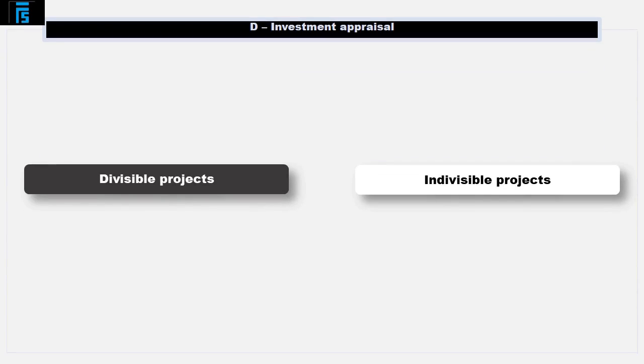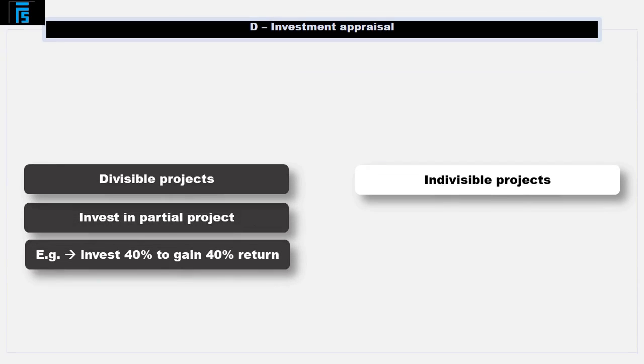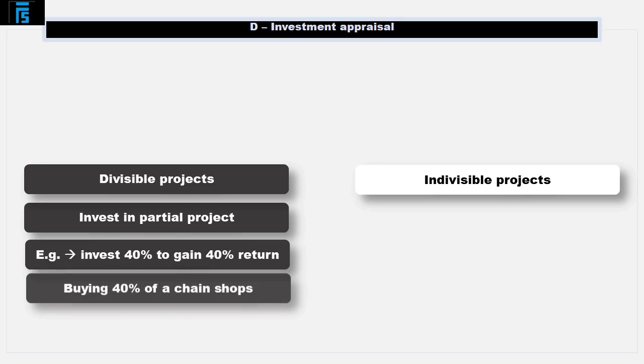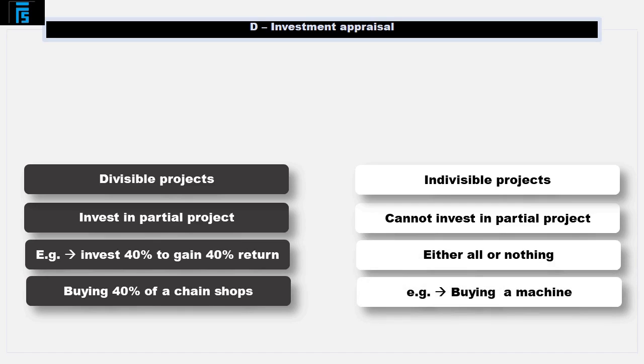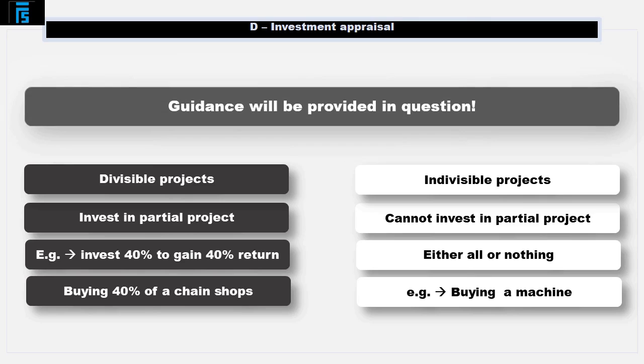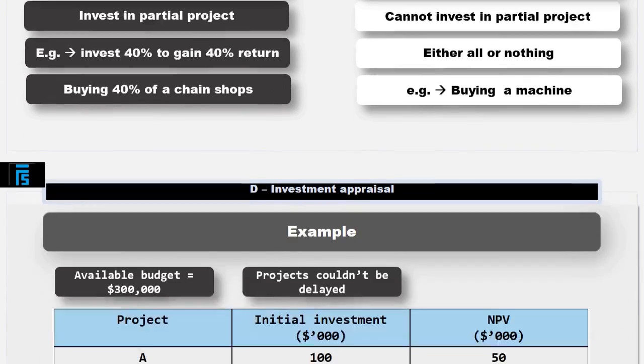Firstly, we need to know if the projects are divisible or indivisible. A divisible project means that you can do, for example, 40% of the project for 40% of the investment and get 40% of the NPV. For example, if you were buying a chain of shops, you could buy the whole chain or potentially 40% of it. With indivisible projects, it's either all or nothing. For example, investing in a machine to create a new product. You either invest in the machine or you don't. 40% of a machine is not a machine, it's scrap metal. The question will guide you as to whether the projects are divisible or not.